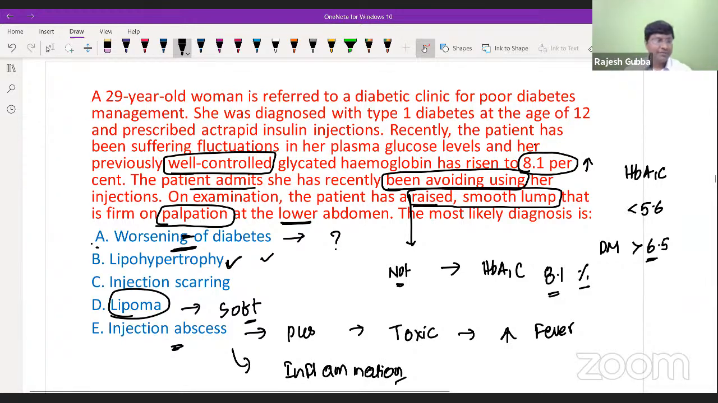Right, all the signs of inflammation should be there. Now, let me tell you, in diabetes, very good. So, Shravan Kumar has come up with a very good question.